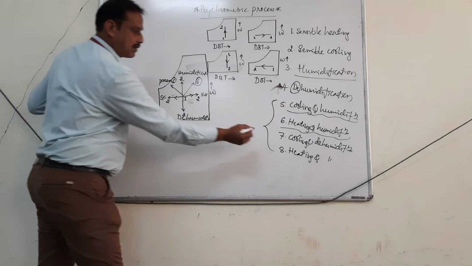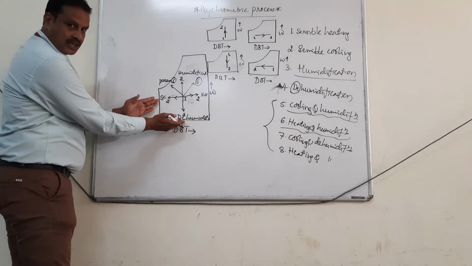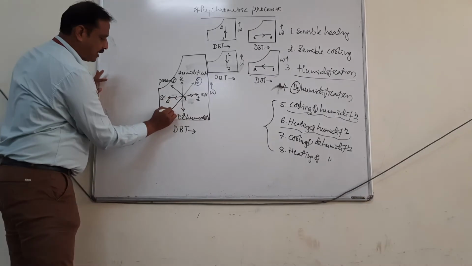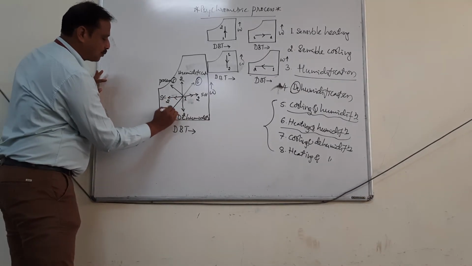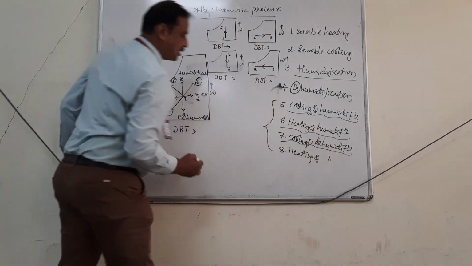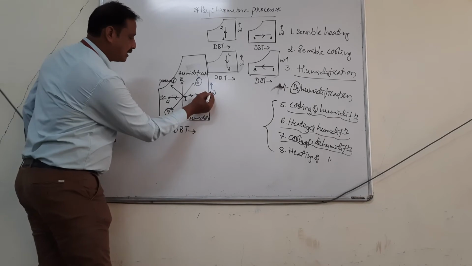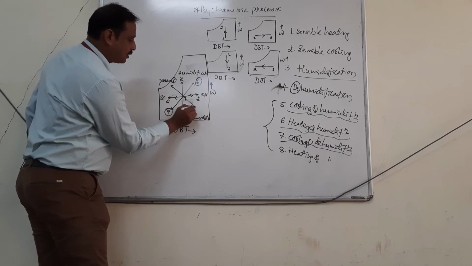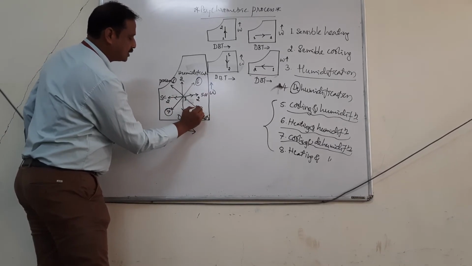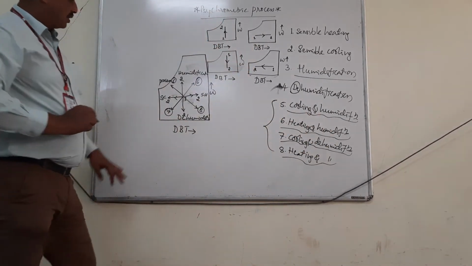And next 7th is cooling and dehumidification. Cooling this side, dehumidification this side. So you draw one inclined line. So this is your process 7, that is cooling and dehumidification. And last we have heating and dehumidification. Heating this side and dehumidification. So you draw one inclined line. So this is process 8. This is heating and dehumidification.